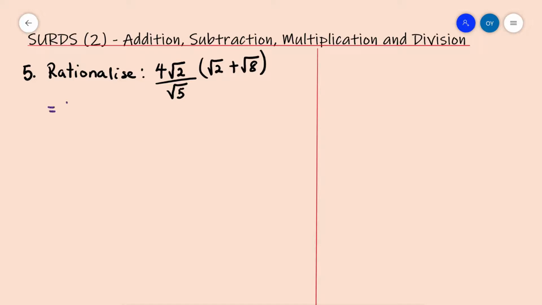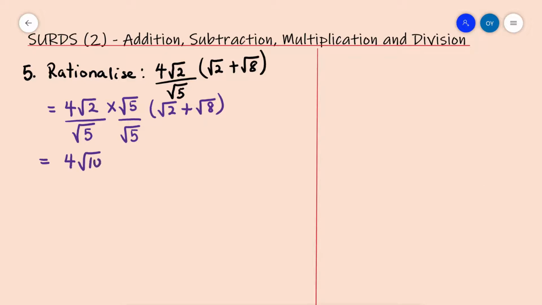Here's what we do to rationalize. We have 4 root 2 over root 5. Just multiply this straight by root 5, divide root 5. Then we have open parentheses root 2 plus root 8. So here we have 4 root 2 multiplied by root 5. That gives us 4 root 10, because root 2 multiplied by root 5 is root 10. Then root 5 multiplied by root 5 gives us root 5 squared. Then we have our root 2 plus root 8.